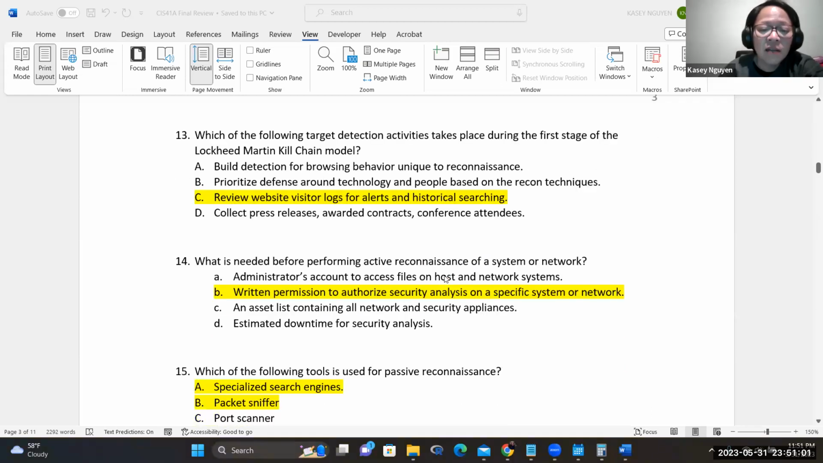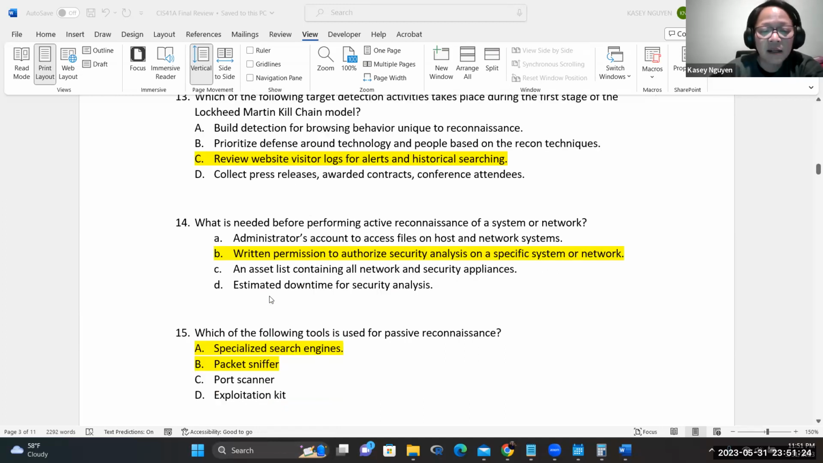For 14, what is needed before performing active reconnaissance of the system and the network? We want to make sure that there's written permission to authorize security analysis. And we want to make sure that this is signed and approved so that way we can perform it on a specific system or network. So we need to select B for number 14.